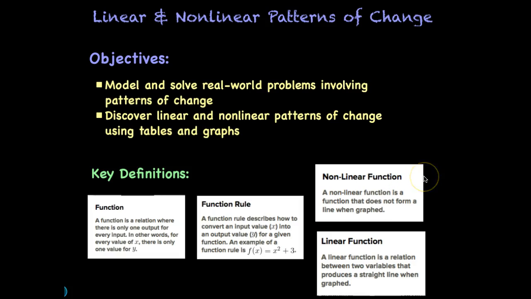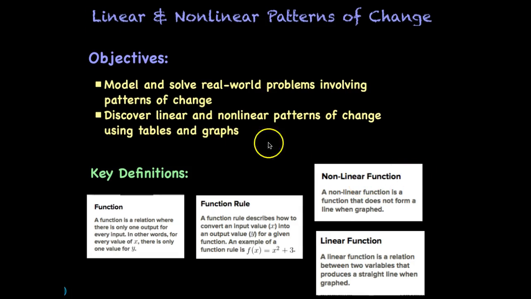Nonlinear function. A nonlinear function is a function that does not form a line when you graph it. Think about this word, nonlinear. The word line is in this word. Think about non, that means not. So it's not a line. Then we have linear function. That's a relation between two variables that when you graph it, does form a straight line.